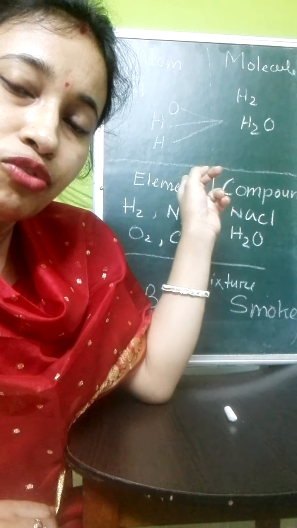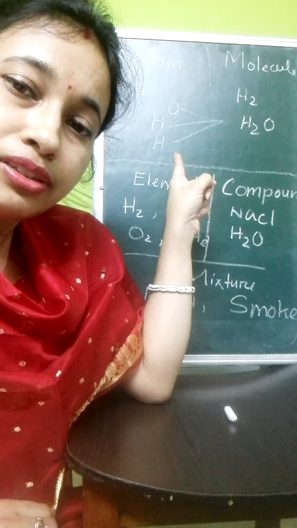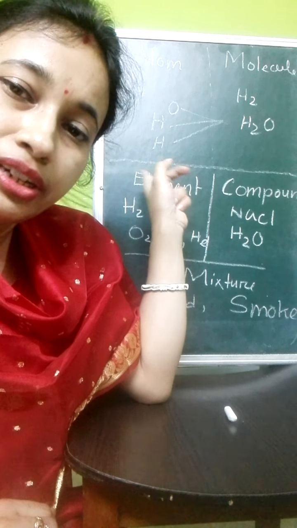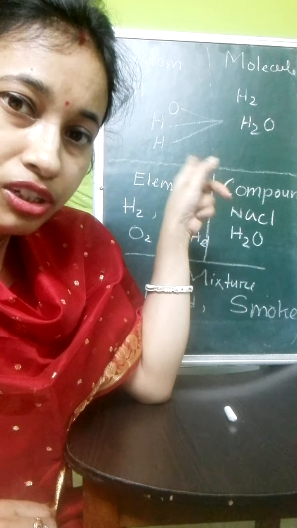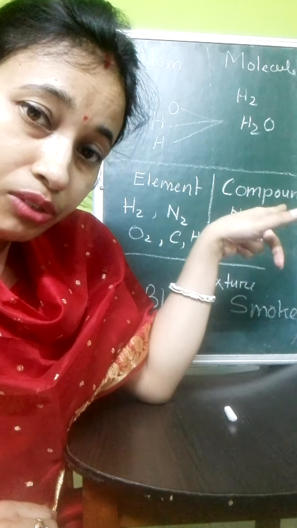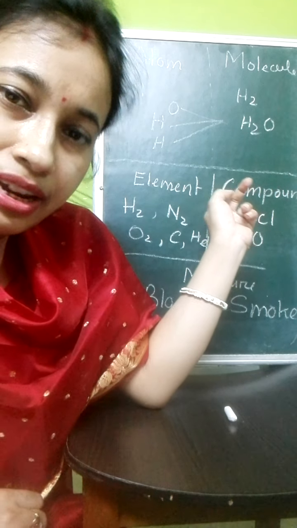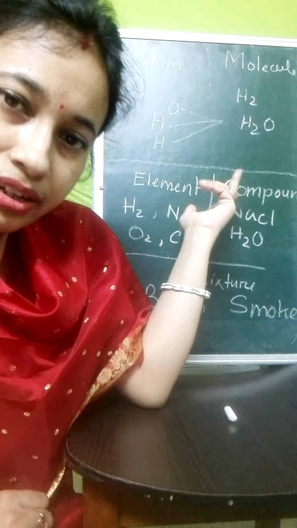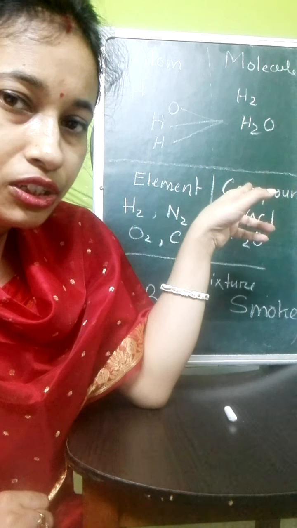On the other hand, if we consider a water molecule, we know the formula is H2O. So H2O is a molecule, and if we split it, we will get hydrogen and oxygen, which are atoms. So hydrogen and oxygen combine together to give you a water molecule. That means when we break molecules, we will get atoms. We may break molecules of a compound or any element. So this is the basic difference between an atom and a molecule.